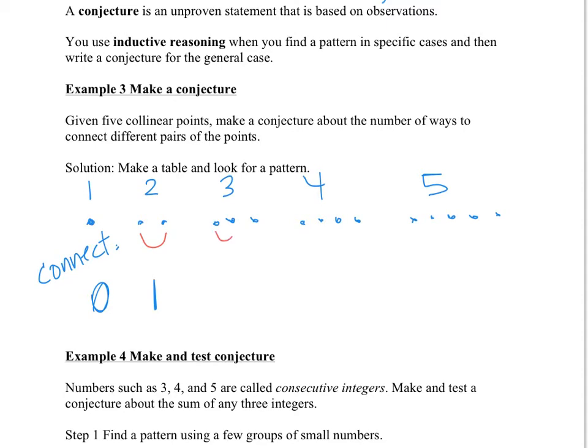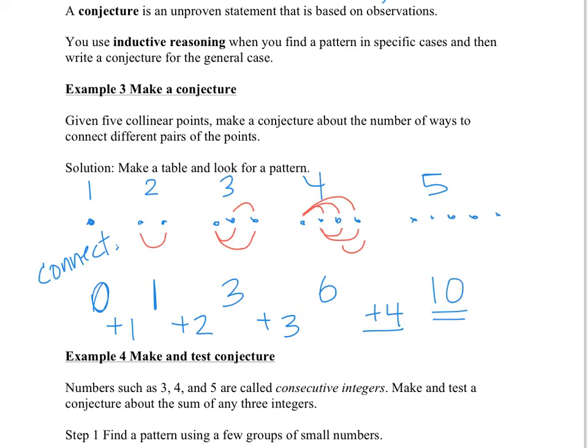In the third one, I can connect the first to the second, the first to the third, and the second to the third. So there are 3 ways. In this one, I can connect the first to the second, the first to the third, the first to the fourth. I can connect the second to the third, the second to the fourth, and I can connect the third to the fourth. So that is 6. So let's see, can we find a pattern? Between the first two, I see it's going up by 1, then it's going up by 2, then going up by 3. So I expect this to go up by 4, and my answer would be 10.